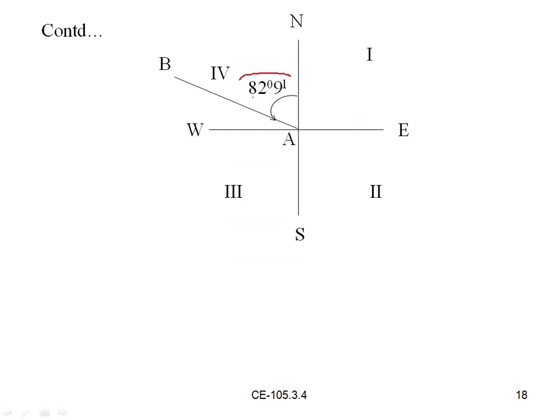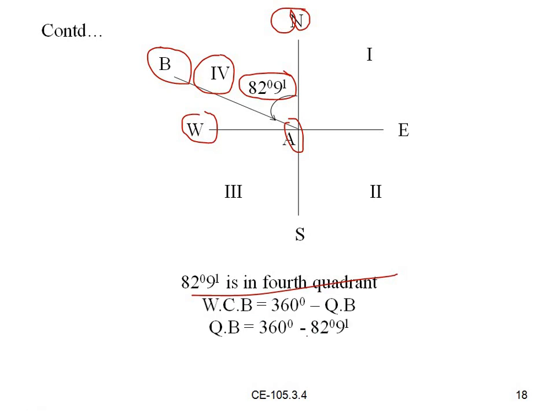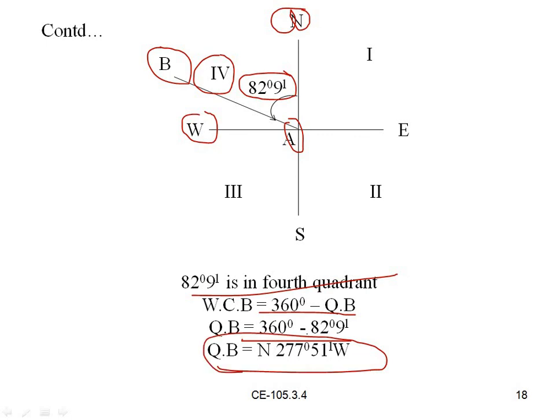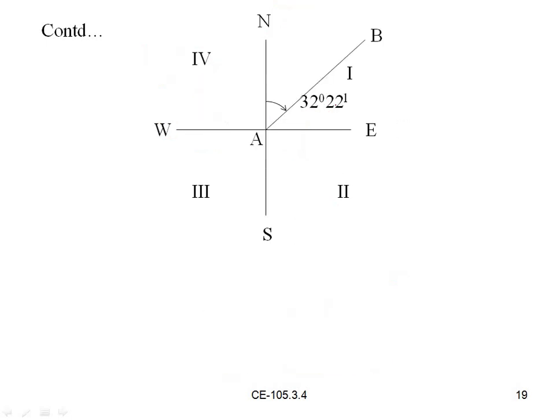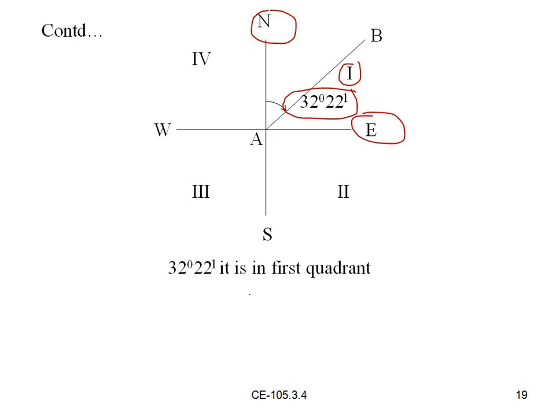Next one is 82 degrees 9 minutes. It is in the north west, fourth quadrant, A and B. So 360 degrees minus quadrantal bearing, that is 82 degrees 9 minutes, is equal to north 277 degrees 51 minutes west. Next one is 32 degrees 22 minutes, that is in the first quadrant. So we will write directly north 32 degrees 22 minutes east.